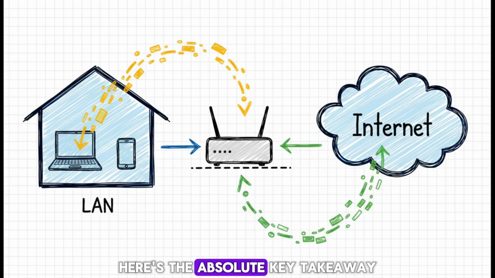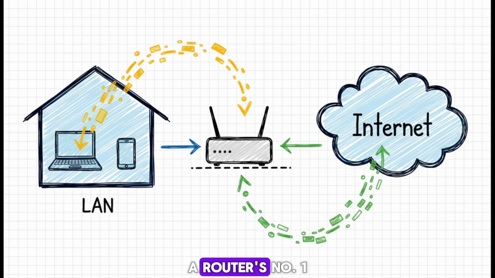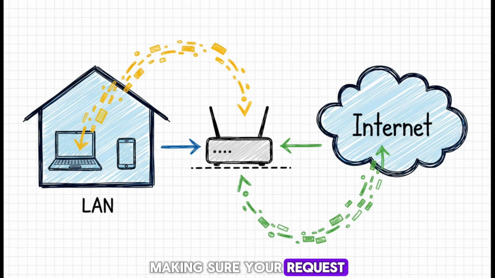Okay, here's the absolute key takeaway. A router's number one job is to connect different networks. It's like the diplomat or the bridge between your own little private network at home, your LAN, and the huge public network that is the internet. It looks at the IP address on every piece of data and acts like a postal worker, making sure your request gets to Google and that Google's reply gets back to your laptop, not your roommate's phone.